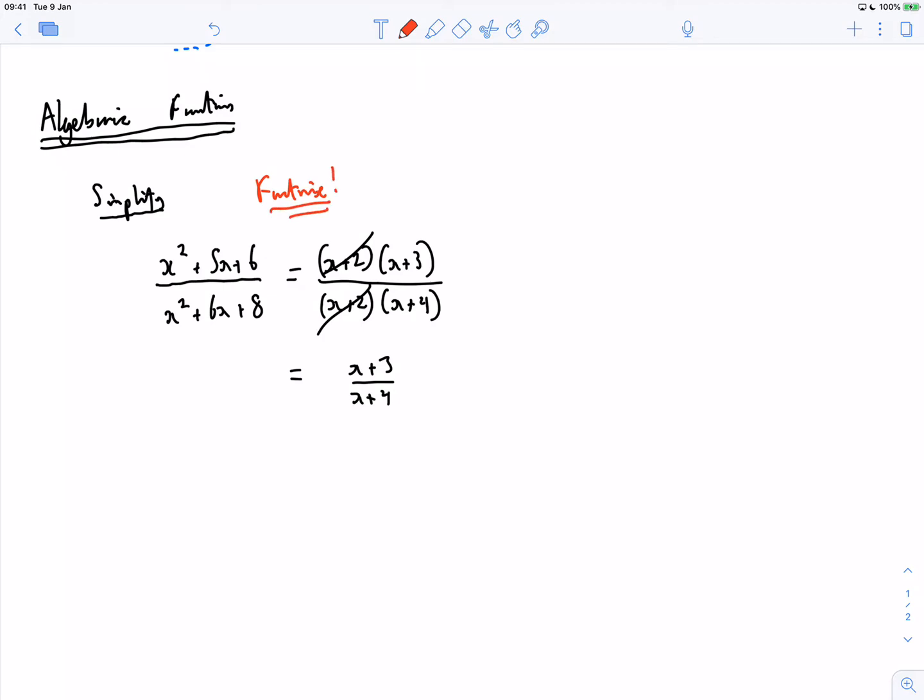Okay, what you cannot do, what you mustn't do. No, and some of you will do this because I don't know why.